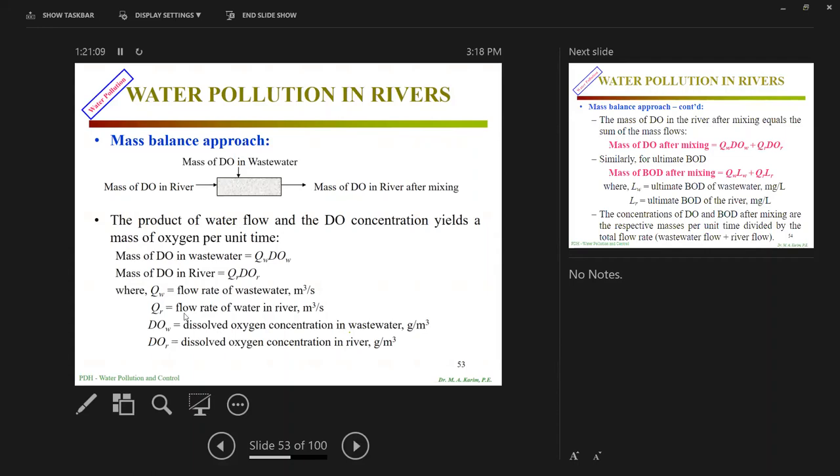So I have some explanation over here. If I do the mass of DO, this is the flow rate and this is the concentration of dissolved oxygen. Flow rate times dissolved oxygen gives the mass per unit time, right? Mass flow rate. Because Q is the volume per unit time, and this is mass per unit volume. Volume cancels out, and it means mass per unit time. Mass flow rate. So, okay? That's how we do things like that.